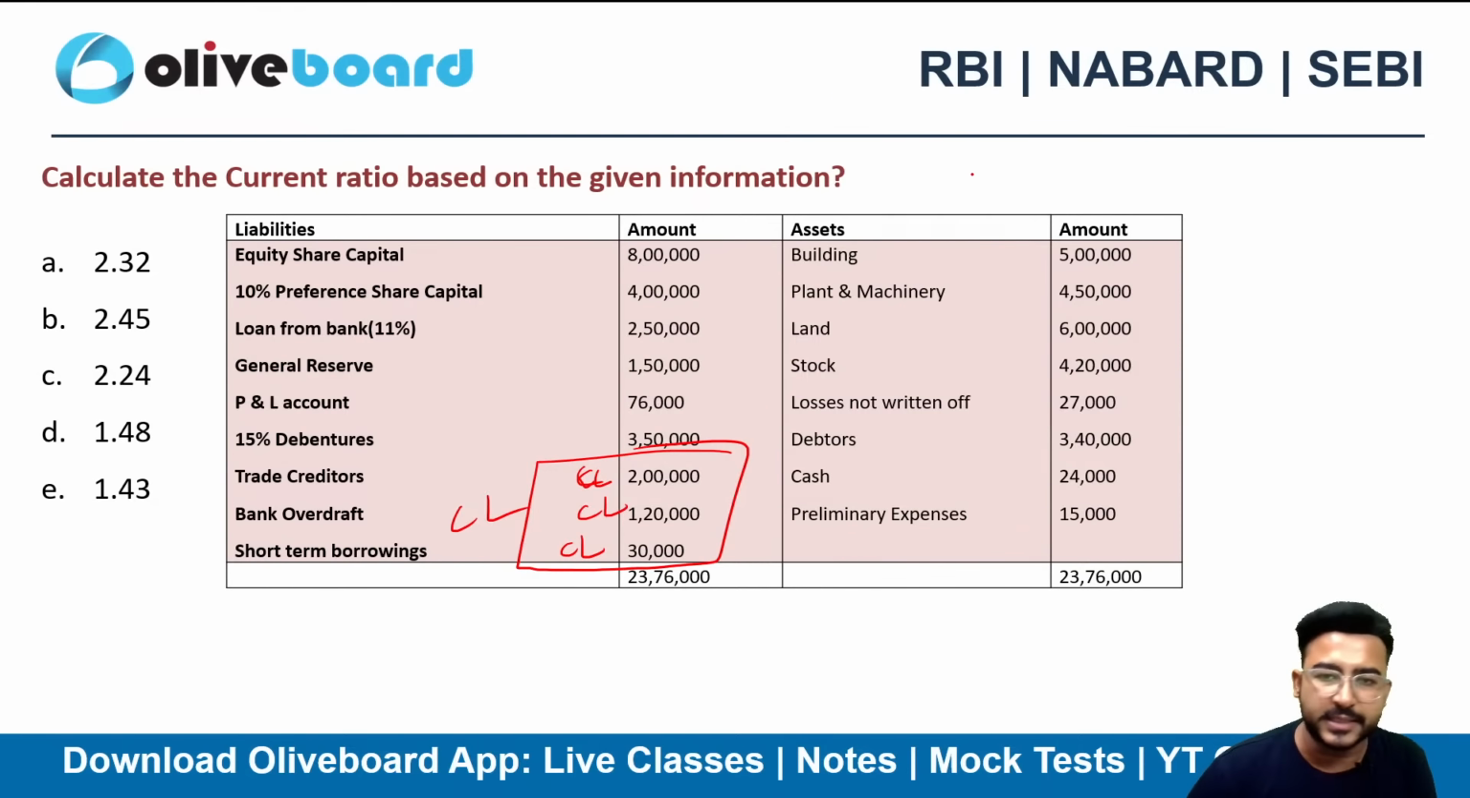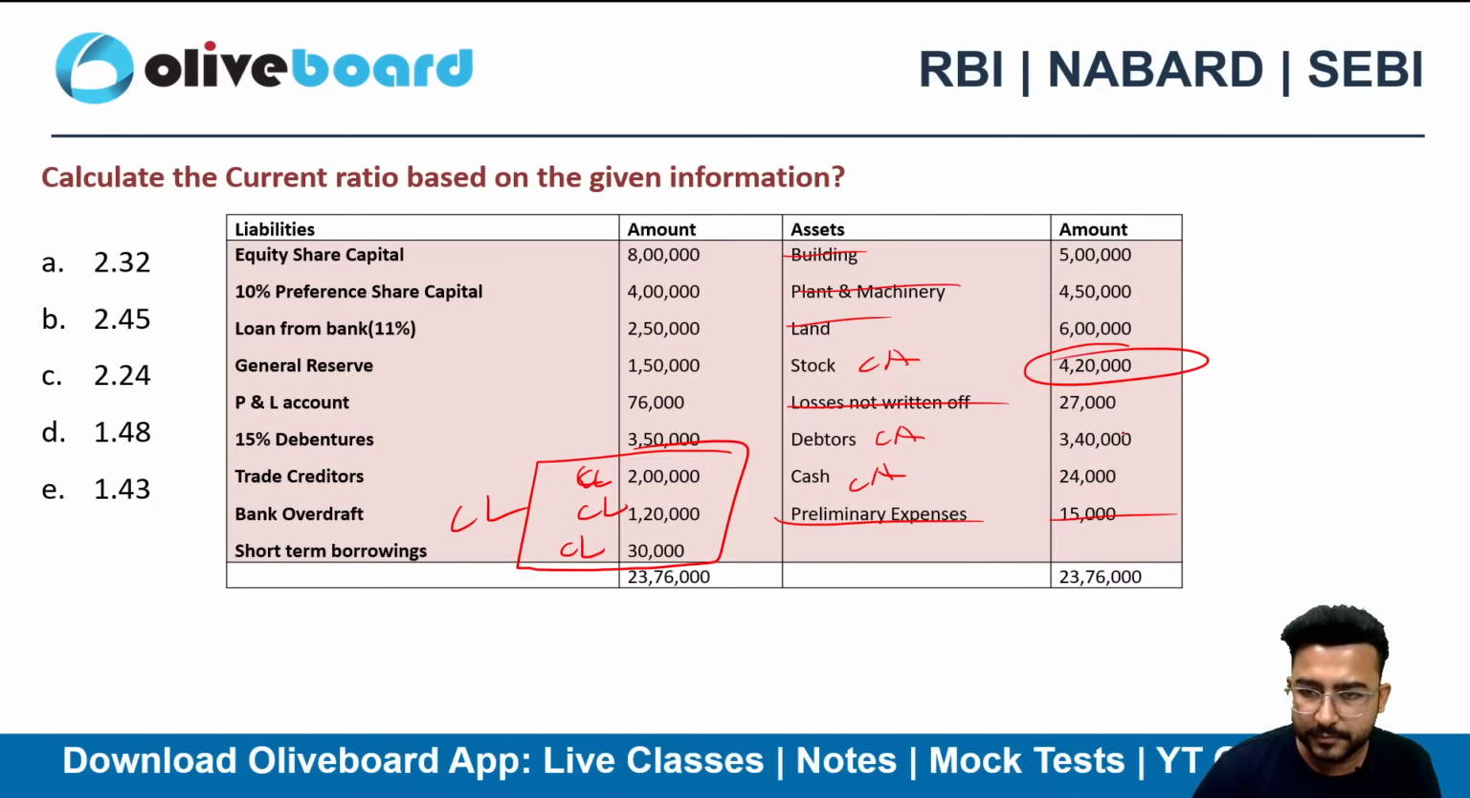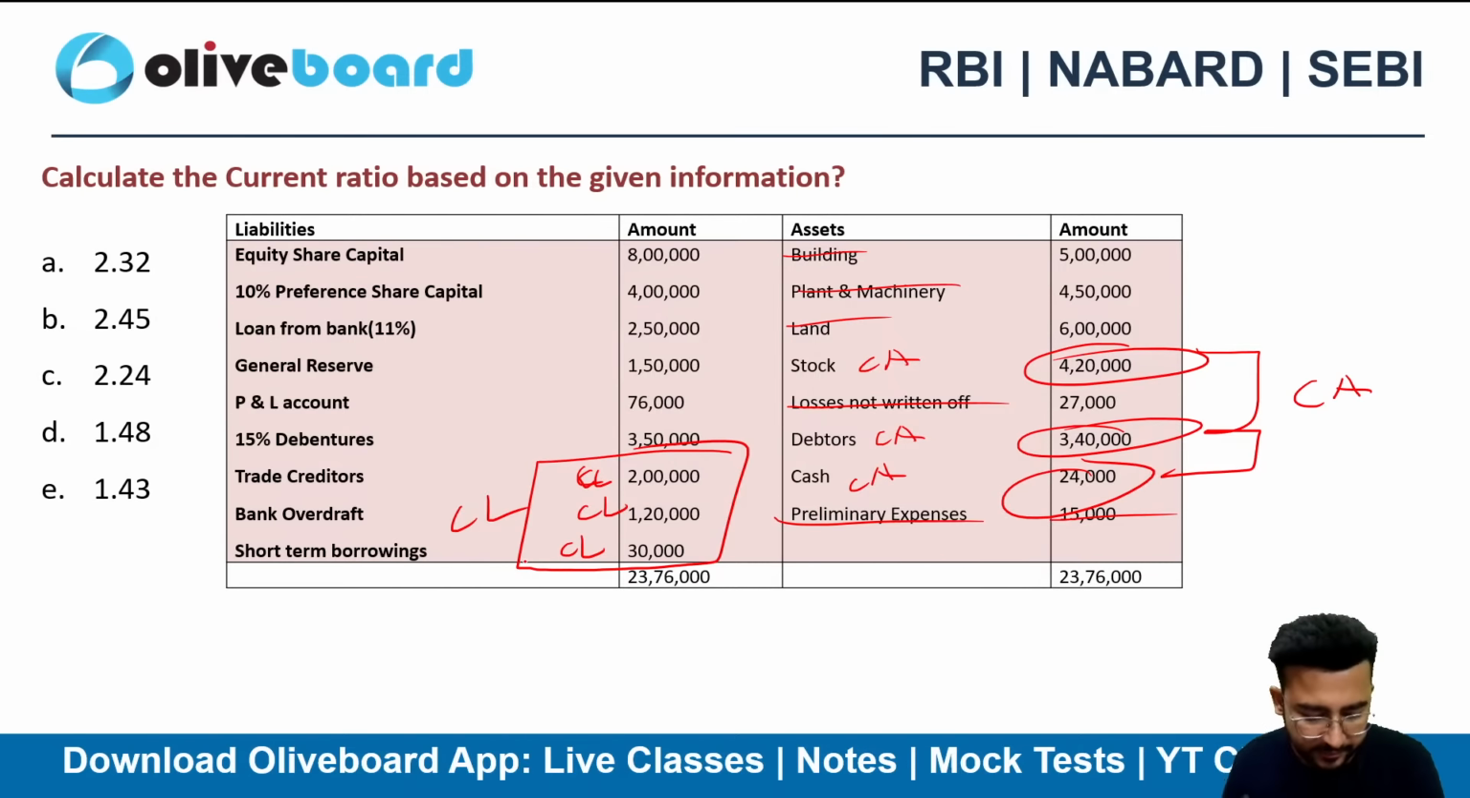What about my current asset? These are my fixed assets. Stock is my current asset. This is a fake asset, fictitious asset. Debtor is my current asset. Cash is my current asset. Preliminary expense, again a fake asset. So total of these three will be my current asset and this is my current liability. A very simple question.